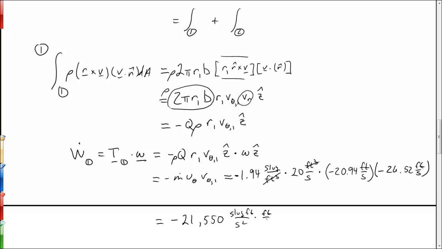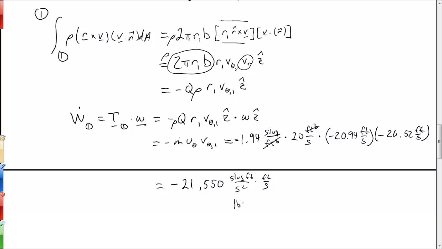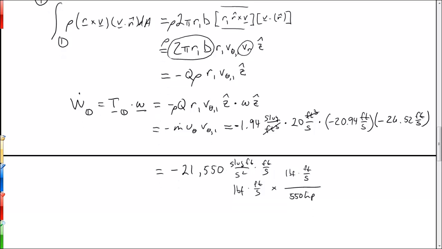times feet per second. I wrote that intentionally like that because this is a pound force, and pound force feet per second, and everybody knows that there are 550 horsepower in a pound force foot per second. So if we divide 21,550 by 550, this is equal to minus 39.2 horsepower.